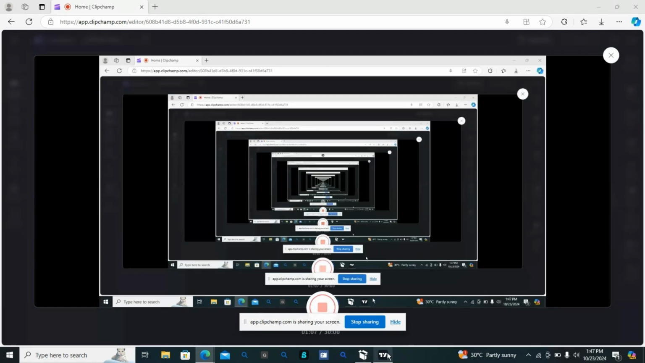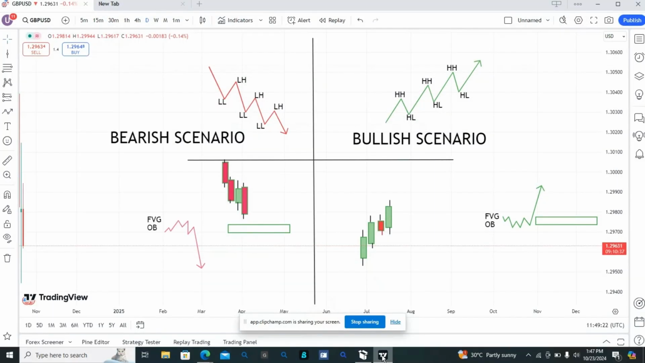The drawing board. So as I say, if you look at my drawing board now, you notice that we have a scenario. We have a bearish scenario and a what? A bullish scenario. On my left hand side is a bearish scenario. So let's start with the bearish scenario. How are we going to take this trade?